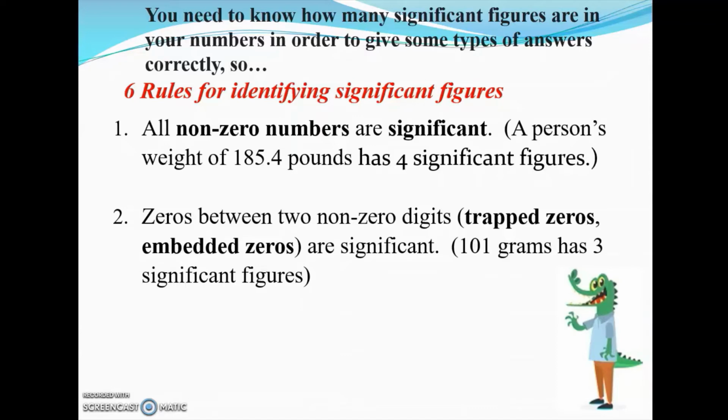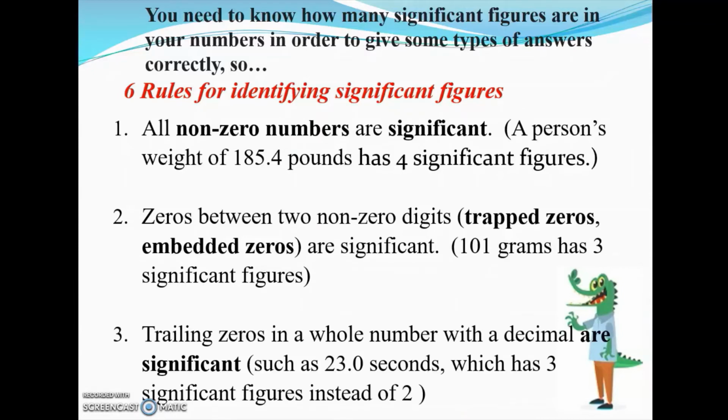Most of the time, you can just look at a number, and if everything in there is non-zero numbers, you're good to go. Everything is significant, but the zeros are really the only ones that you have to worry about. Any questions? All right, what are called trailing zeros in a whole number with a decimal are significant, like 23.0 seconds, which has 3 significant figures instead of 2.